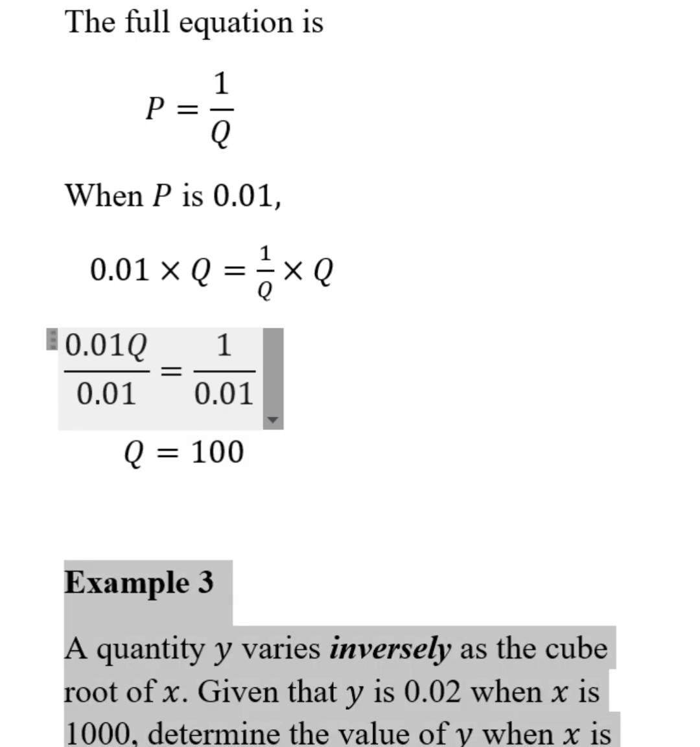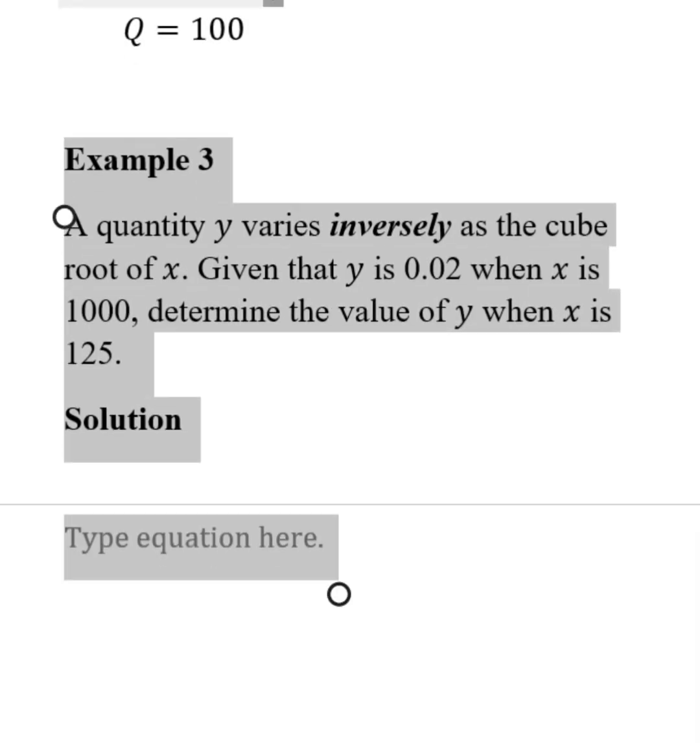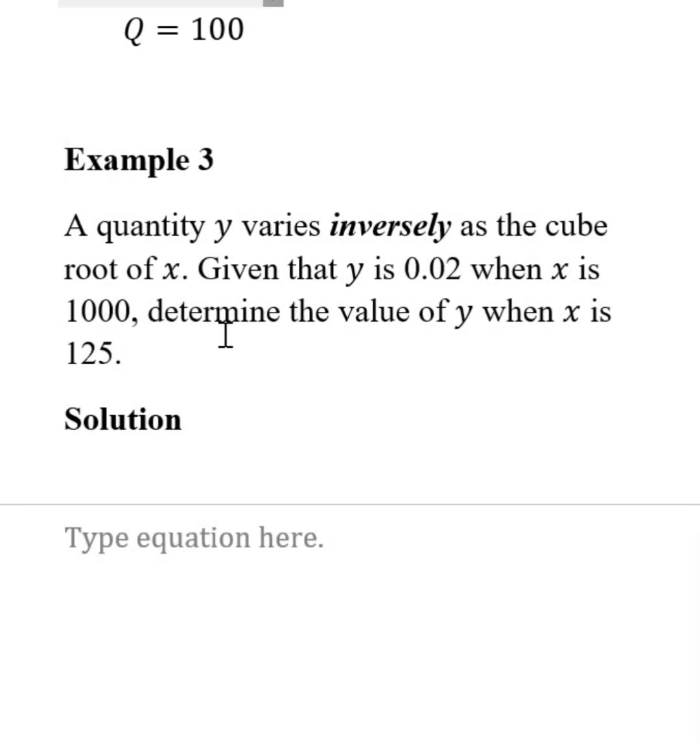Now, third example. A quantity y varies inversely as the cube root of x. Given that y is 0.02 when x is 1000, determine the value of y when x is 125.